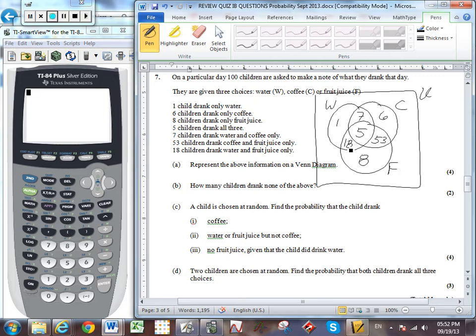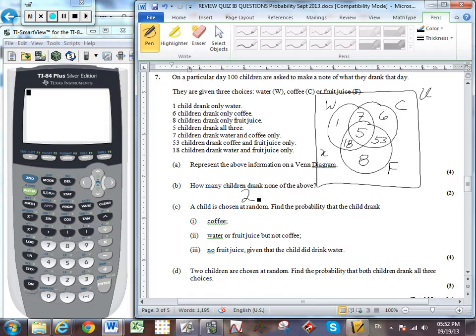How many children drank none of the above? Well, none of the above is the region on the outside. So let's work out what that x is. We know we have a total of 100 children. If I add up these 7 values, I get 8, 14, 19, 37, 98. So there's only 2 kids left on the outside. So only 2 kids drank absolutely nothing at all.